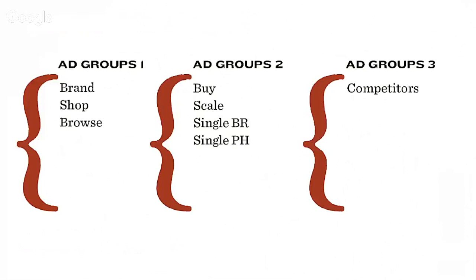I'll show you some examples here next. Anything that has 2+ sales and is just converting at your target ACoS or above, that goes into scale. What's the difference between buy and scale?